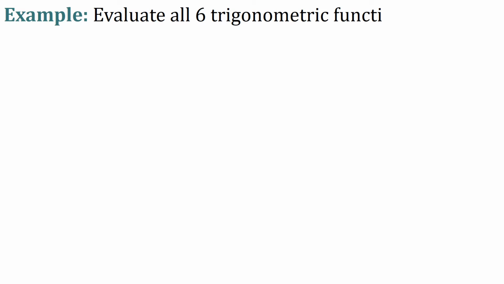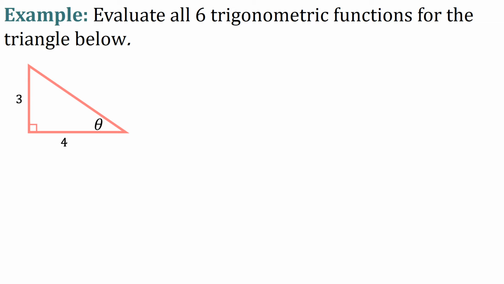So, evaluating all 6 trigonometric functions using the triangle below. Here we're looking at the bottom angle, and we know that our two legs are 3 and 4, but we do not have our hypotenuse. So how are we going to find this third and final side? Pythagorean theorem. So we know our two legs, which are A and B, so we're going to plug them in because we're looking for C.